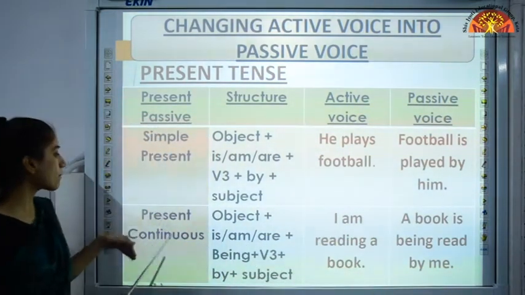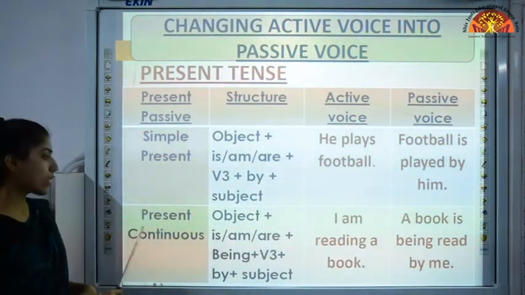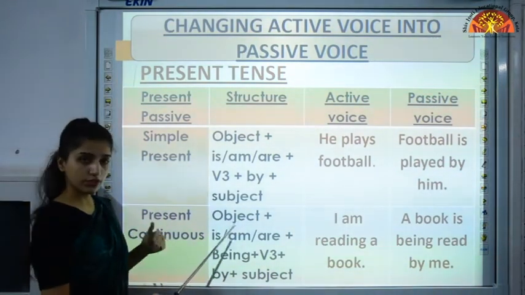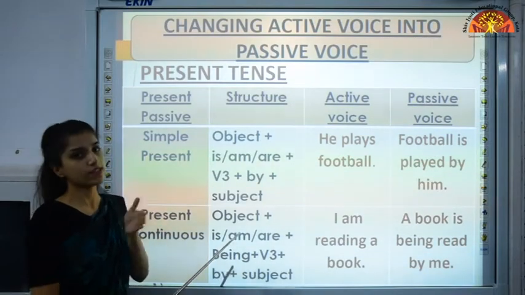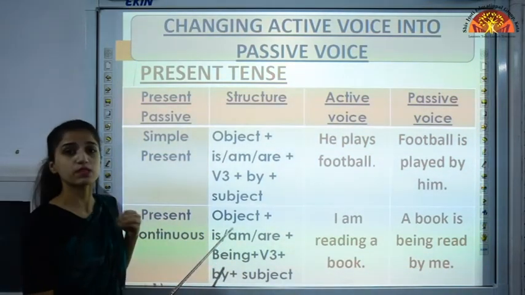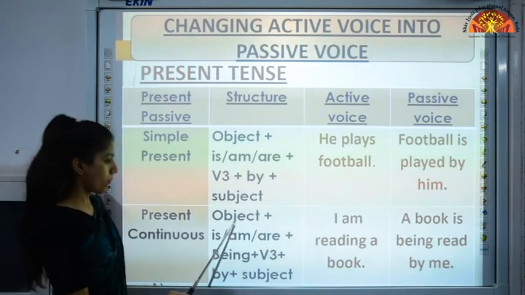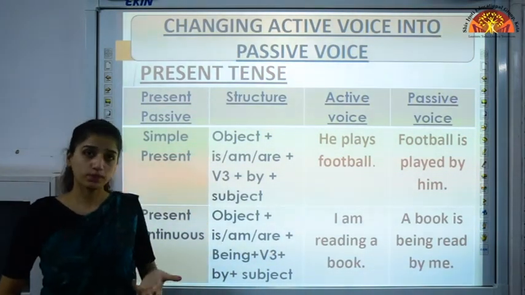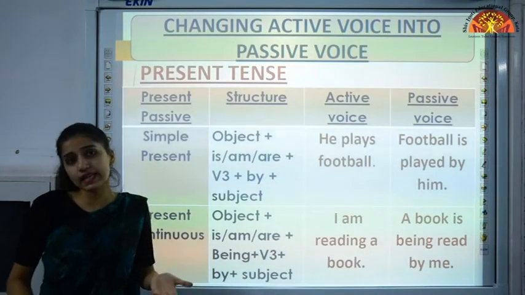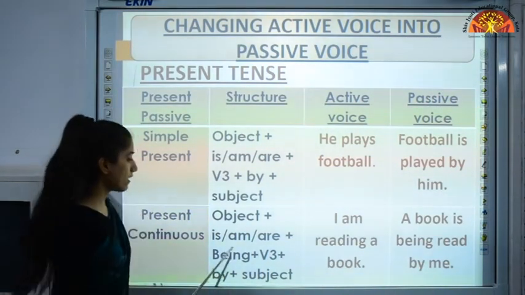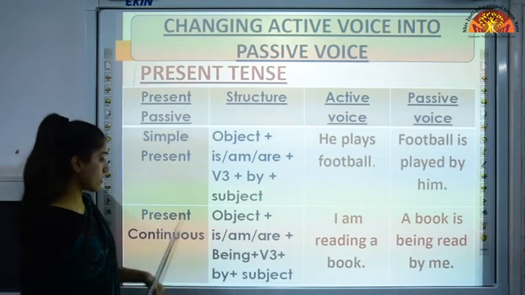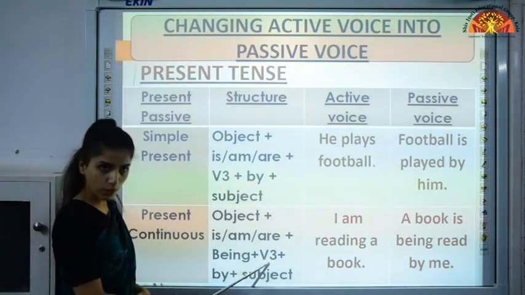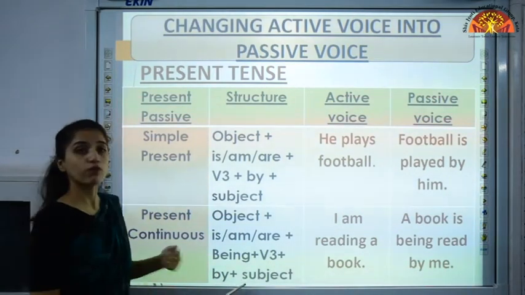Coming to the second tense, that is present continuous tense. You can see the structure of converting active voice into passive voice for present continuous tense is object plus is, am, are according to the object. If the object is singular, then is; plural, then are. Then being will be added, because we are talking about continuous tense over here, and then the third form of the verb, and then by, and then the subject.